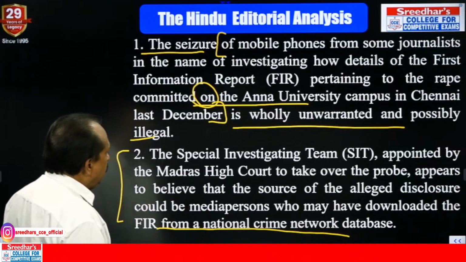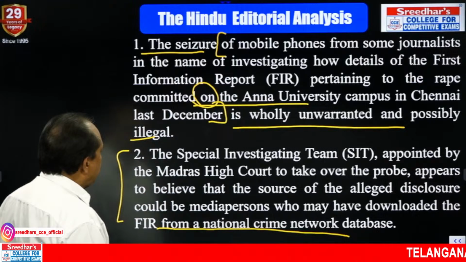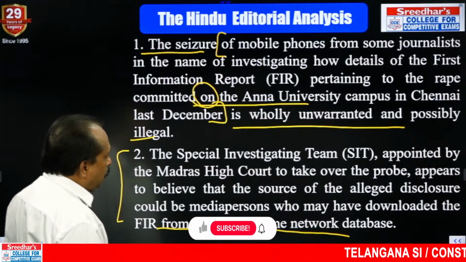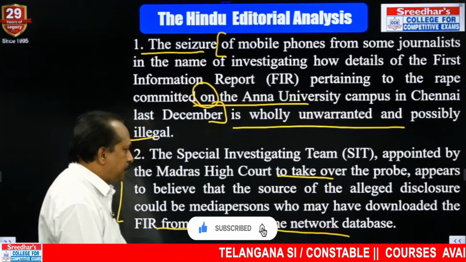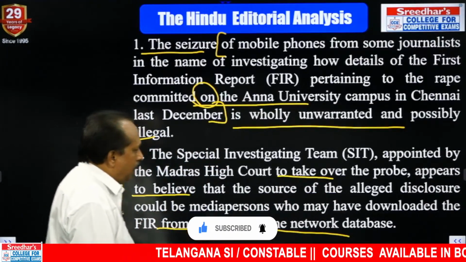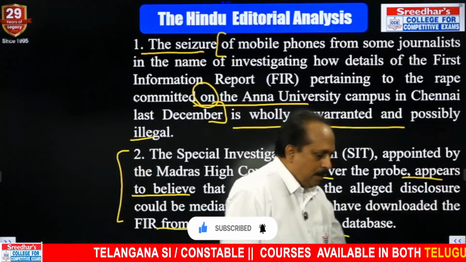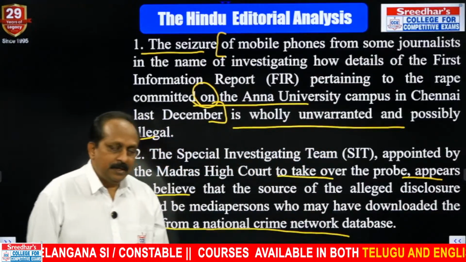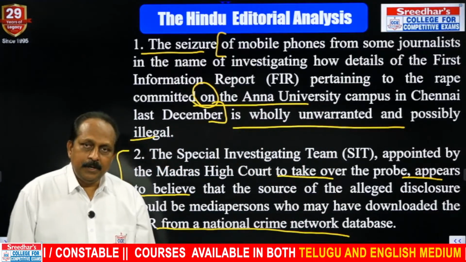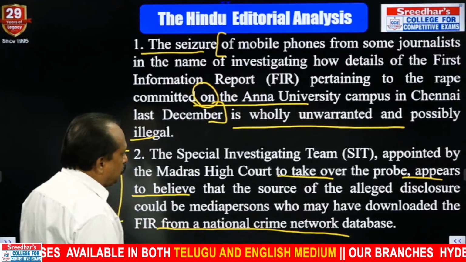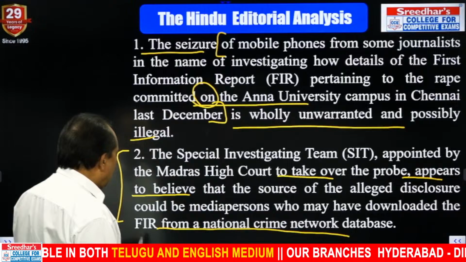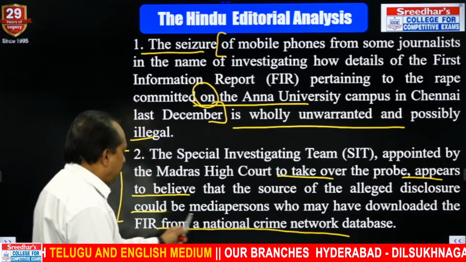The special investigating team appointed by the Madras High Court to take over the probe, to be in charge of the probe, the investigation, appears to believe, an important expression you have to remember, appears to believe, they seem to believe, he appears to believe that the source of the alleged disclosure could be media persons, could be.